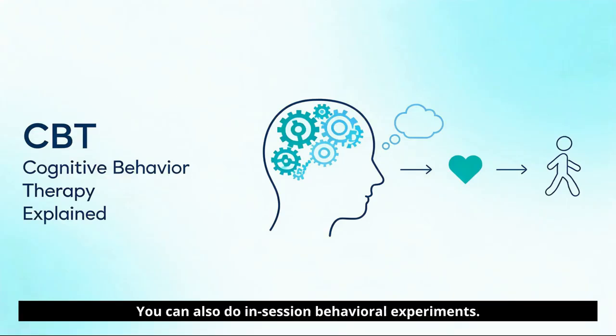You can also do in-session behavioral experiments. For example, a client believes, if I cry in front of you, you'll think I'm weak. You might gently propose, would you be willing to experiment with allowing emotion to come up here and then checking in with me about how I'm actually seeing you? In these cases, your transparency and authenticity matter. You're modeling corrective emotional experiences in real time.